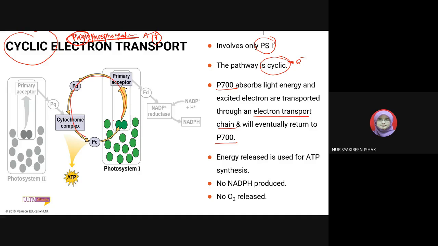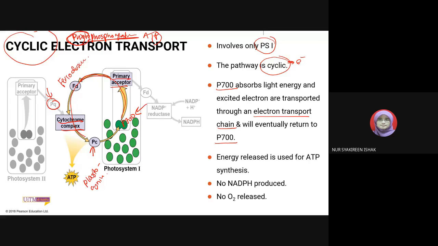Okay. From P700, absorb photons, excite the electron release, received by primary electron acceptor, received by ferredoxin, okay. Ferredoxin, and then received by cytochrome complex, and then by PC. PC is plastocyanin. Plastocyanin and back to P700. Tadi saya mentionkan PQ kan? PQ adalah plastoquinone. So dia hanya terlibat untuk non-cyclic.